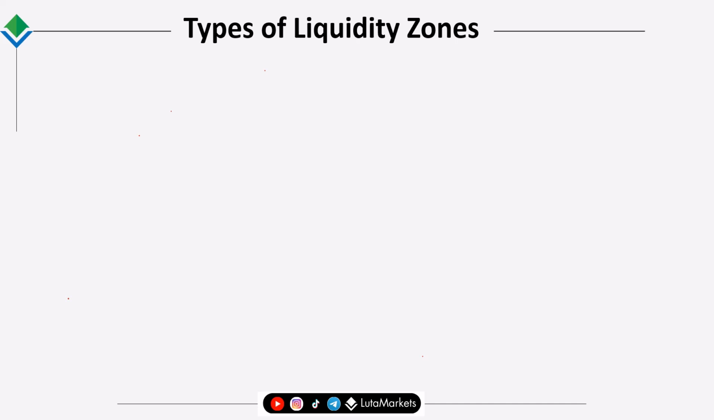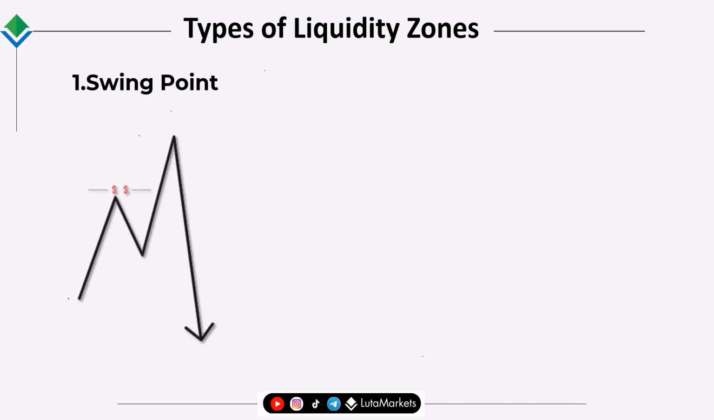Types of liquidity zones. Now let's talk about the different types of liquidity zones you'll encounter in the market. Swing point liquidity. Swing highs and lows are classic liquidity zones. For example, a bearish market might take out a swing high, BSL, before reversing downward. In contrast, a bullish market might take out a swing low, SSL, before pushing higher.